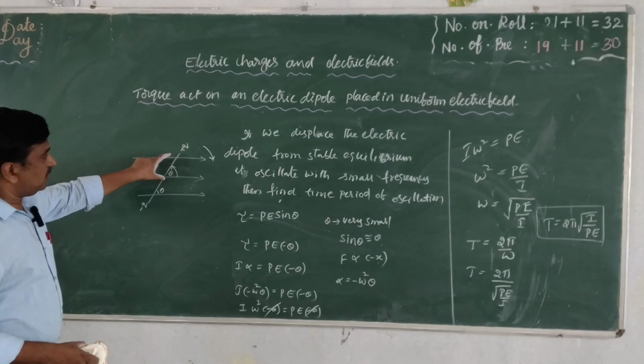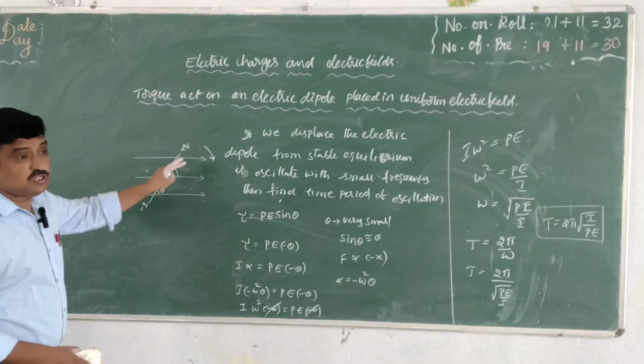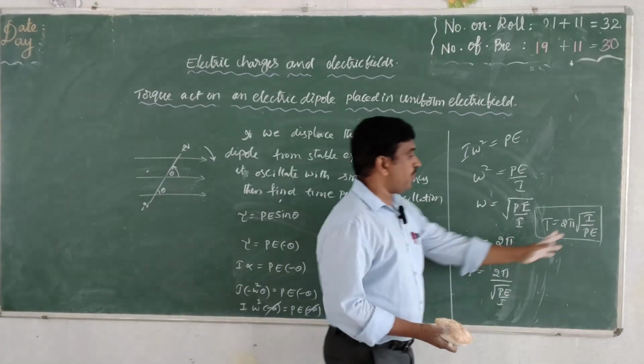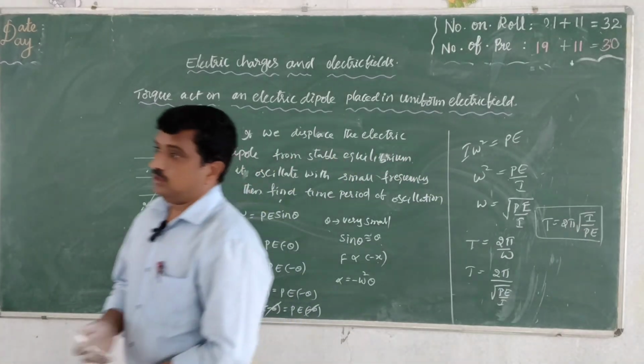So this is the time period of oscillation of the electric dipole when it is placed in the uniform electric field and slightly displaced from the stable equilibrium. In that case, what is the time period? 2 pi into root of I by PE.